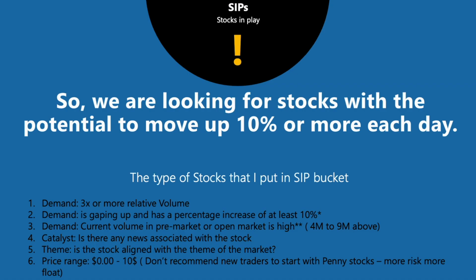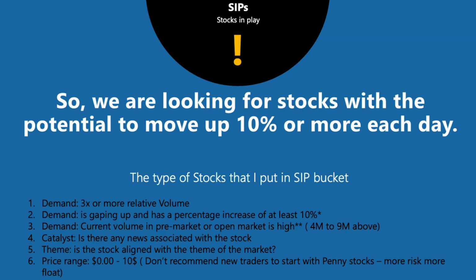The second point is again demand. On a given day, in pre-market or open market, if my stock is not already up by at least 10%, I will not put that stock in my SIP bucket. I'm going to ignore it, saying, nah, this is a common stock, it may not run for 100%, so I'm not going to waste my time on it.